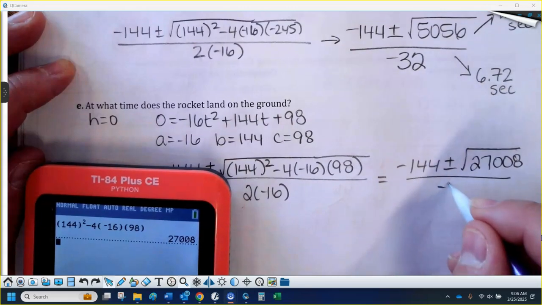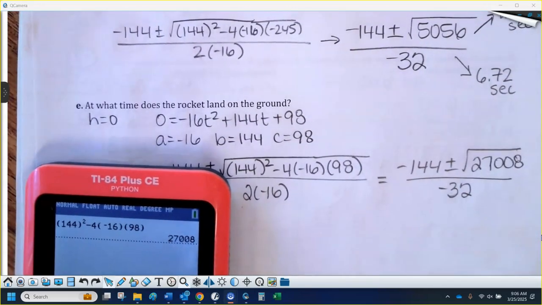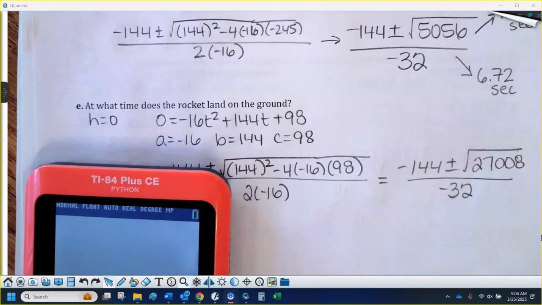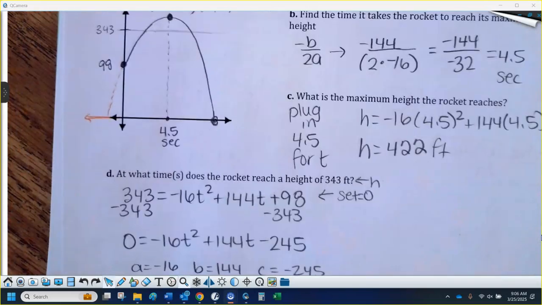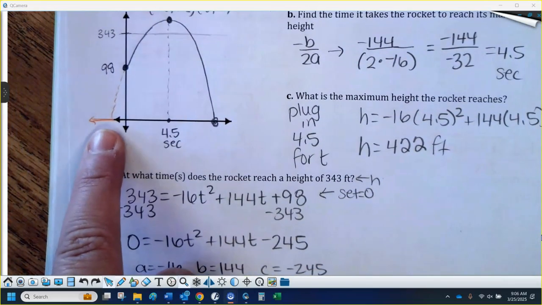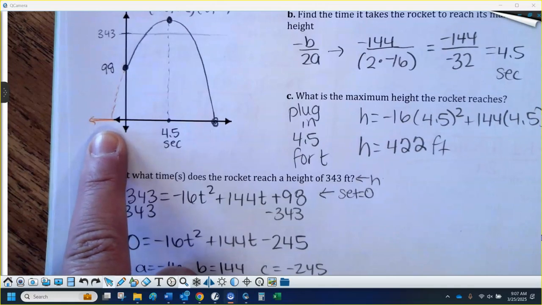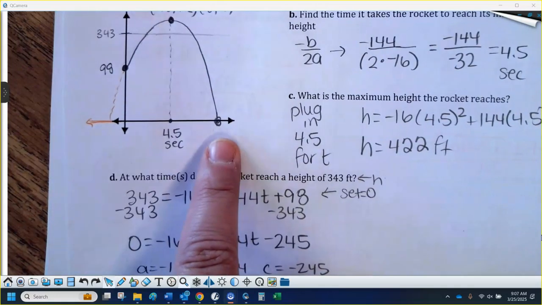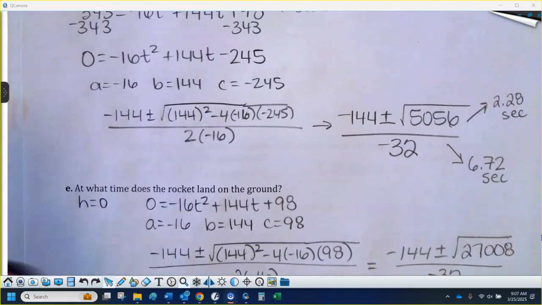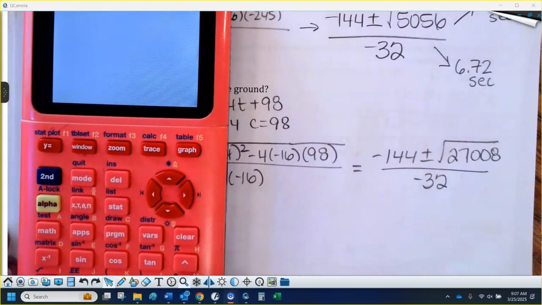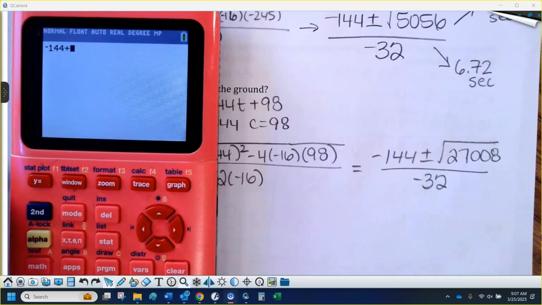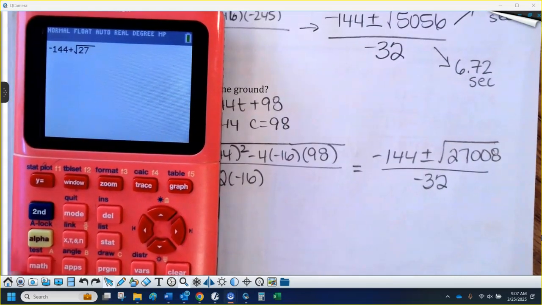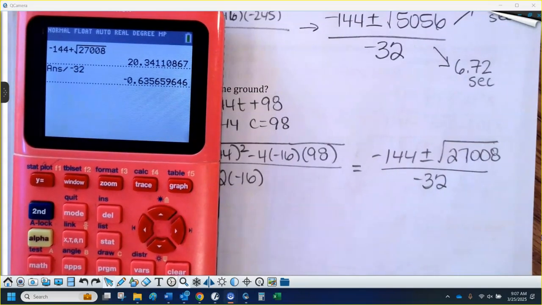2 times negative 16 is negative 32. Okay, now, remember what I told you. If you look back at this graph, if I actually solve that, one of the answers will be negative, and we don't want to pick that because we don't have negative time. We want to pick the positive answer. So, and we'll show you this real quick, if I do negative 144 plus the square root of 27,008, hit equals, divide that by negative 32, you can see right there I got a negative answer. We can't have a negative time. So I'm going to do the other one.